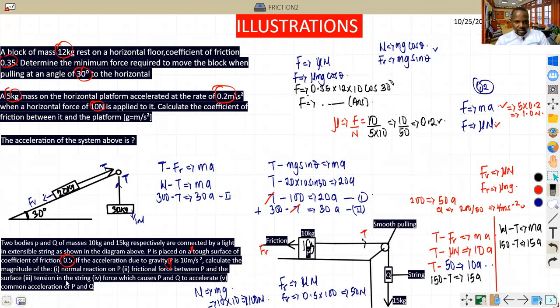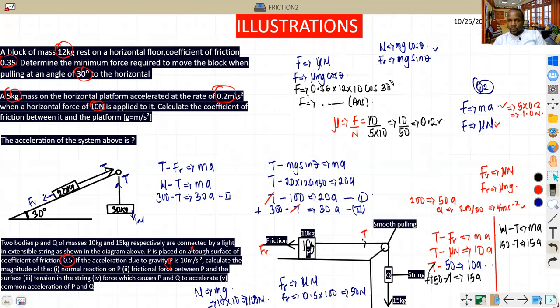Now look at this. The third question is tension in the string. The fourth is the force which causes P and Q to accelerate, and the fifth question is the common acceleration between P and Q. The common acceleration is what you are going to get from this simultaneous equation, and the tension in the string is the tension you are going to get from this formula. If you remember the concept under Newton's laws of motion, I gave you a direct shortcut formula. To get the acceleration from here, I added the two equations together. If we add these two equations together, what happens?